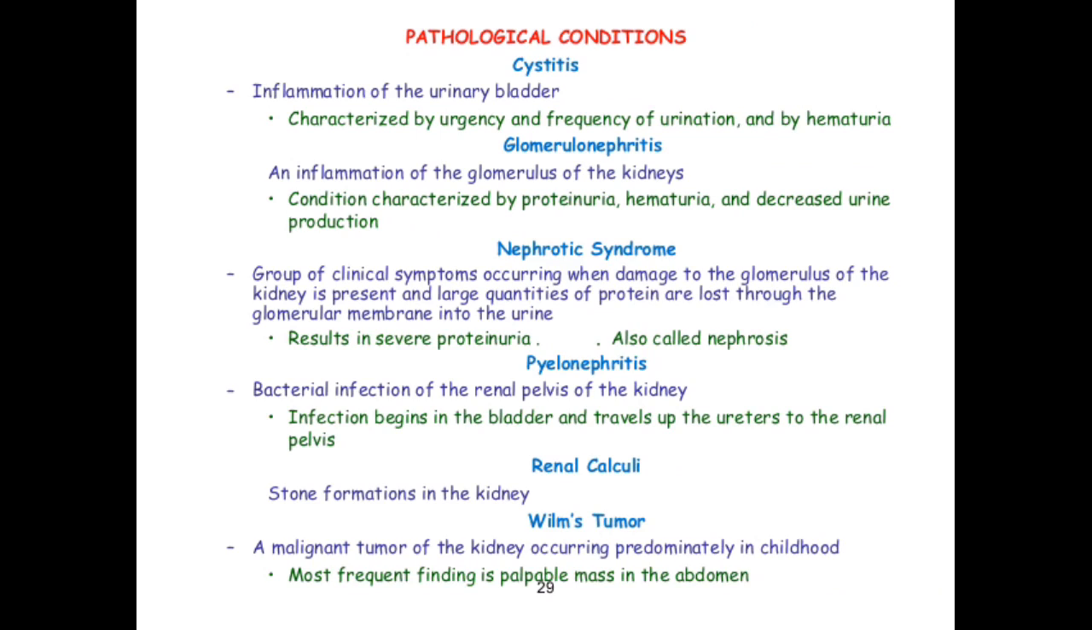Nephrotic syndrome, a group of clinical symptoms occurring when damage to the glomerulus of the kidney is present and large quantities of proteins are lost through the glomerular membrane into the urine. Results in severe proteinuria, also called nephrosis.